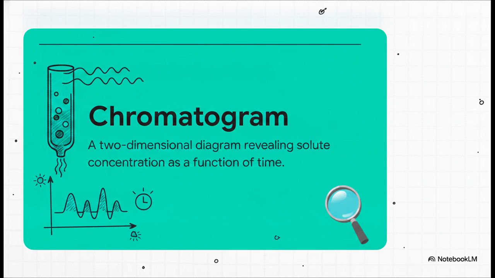Okay, let's start with the basics, the chromatogram. Now, the word itself might sound a little intimidating, but it's really just a two-dimensional diagram. On the horizontal axis, we usually track time, or sometimes the fluid volume. And on the vertical axis, that's where we track a signal from a detector that tells us the exact instant a specific substance, which we call a solute, exits our testing column. It is, quite literally, a physical map of time versus concentration.